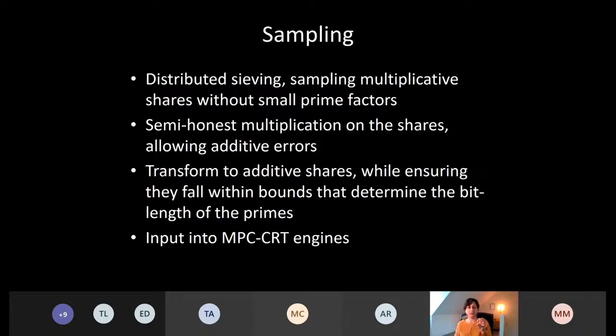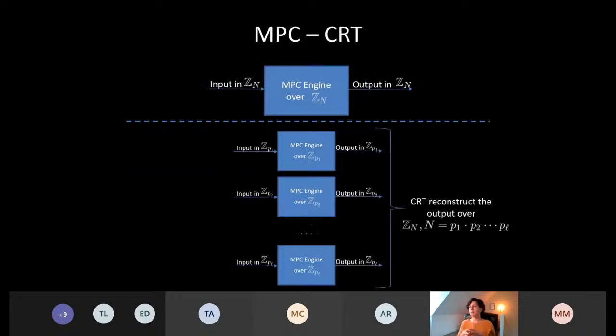After we have these additive shares, we input them in what we call MPC CRT engines. Let me explain a little bit more about these MPC CRT engines. CRT stands for Chinese remainder theorem in this case. Traditionally we have one MPC engine working as an arithmetic black box over Z_N with inputs and outputs in Z_N. Now we split the problem into smaller problems, where N is the product of several primes, and we have smaller MPC engines that operate over a smaller space.